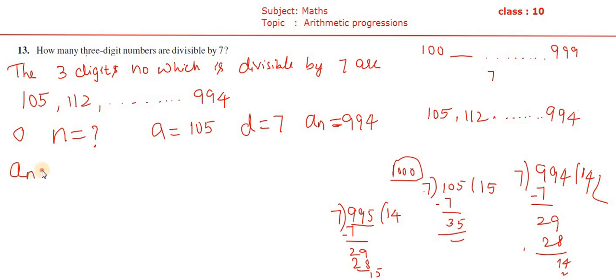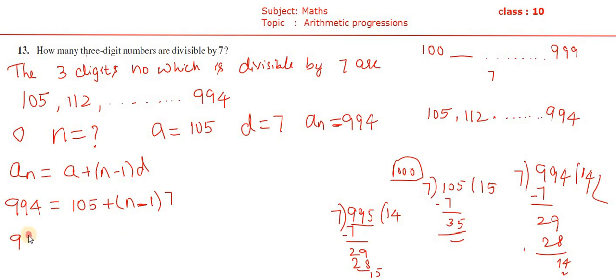We know that AN is equal to A plus (N minus 1) into D. AN is 994, which equals A, that is 105, plus (N minus 1), we don't know the N value, into D. D is 7. So 994 minus 105 equals 7N minus 7.